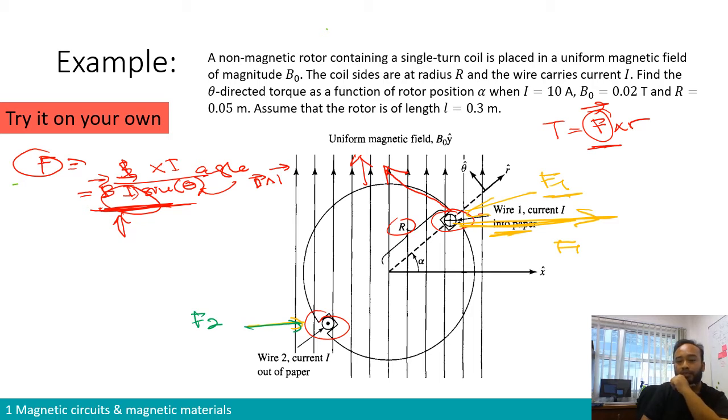Now let's have a look at force F2. Again, your thumb is the current. The current goes out of the paper, so pointing towards you, and the magnetic field goes upward, right? Therefore, the direction of the force experienced by conductor wire 2 will be in the direction of minus X. So we're going to draw the direction of force F2.